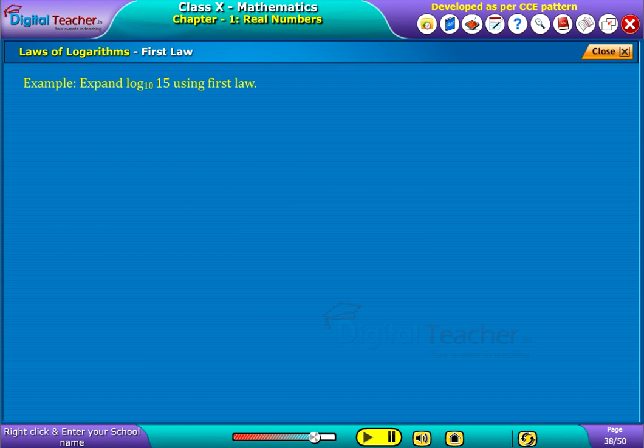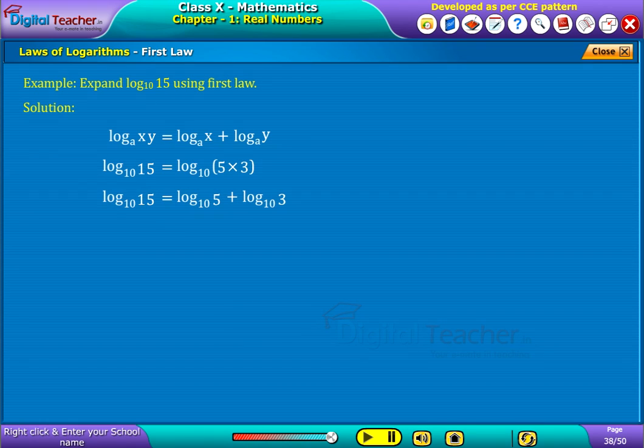Example: expand log 15 to the base 10 using the first law. Solution: we know log xy to the base a is equal to log x to the base a plus log y to the base a. Log 15 to the base 10 can be expressed as log 5 into 3 to the base 10. Applying the first law of logarithm on the given logarithmic expression, it can be expressed as shown on the screen.